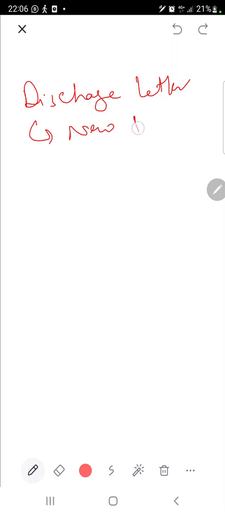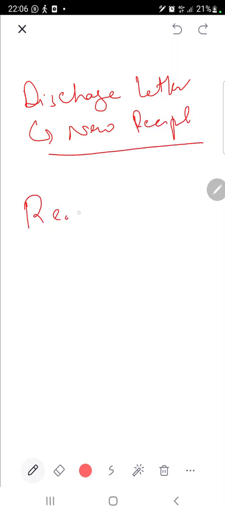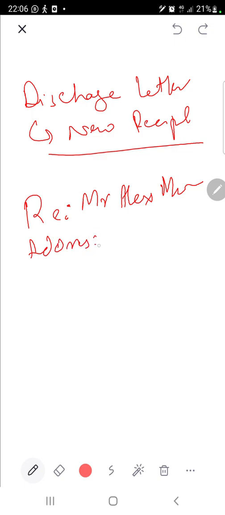More important, lastly, in the salutation part, in case you are writing a discharge letter to a new recipient, after writing regarding, let's say Mr. Alex Mohan and the age, we can write down the address of the patient. Do not mention a heading, just write down the address of the patient, right?